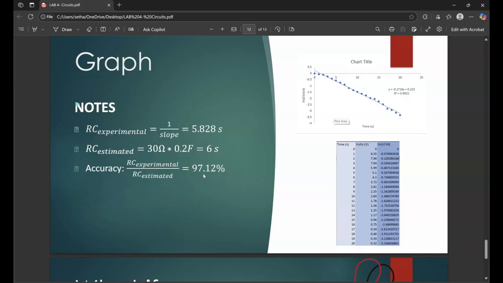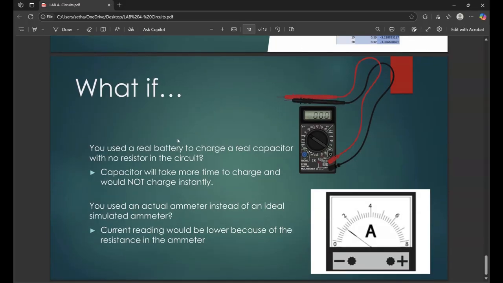So for the what-if questions: what if you used a real battery to charge a real capacitor with no resistor in the circuit? The capacitor will take more time to charge and would not charge instantly. That's what would happen there.